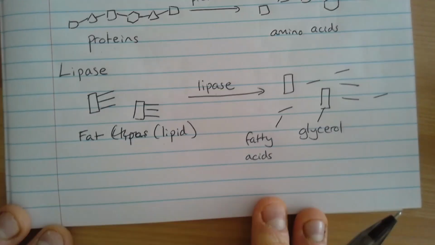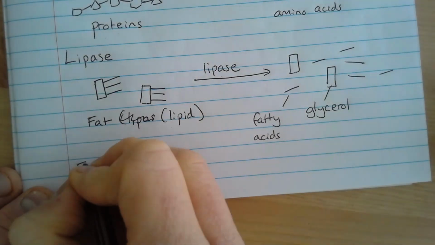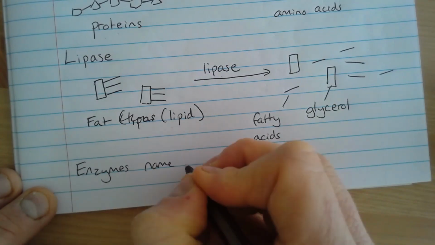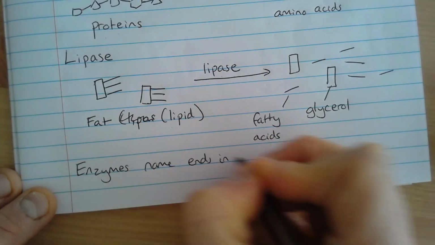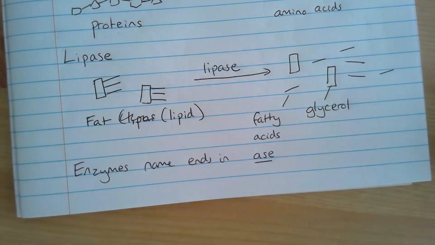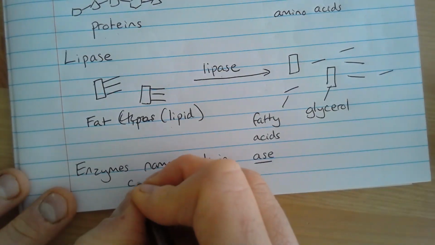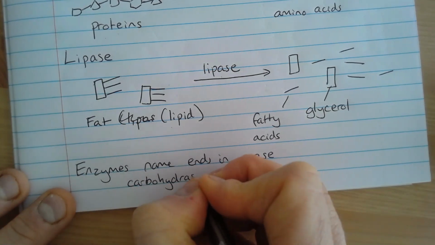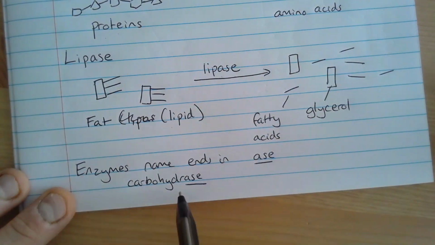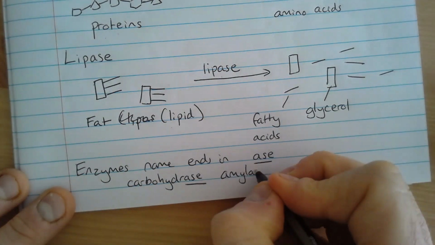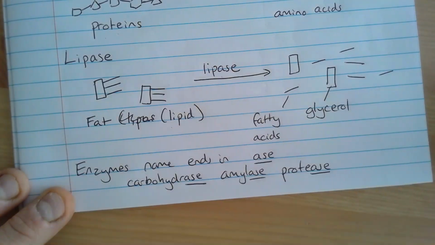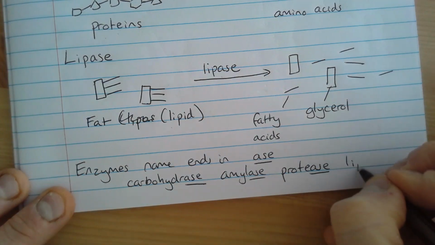There is a connection between the names of the enzymes, and that is the enzyme's name ends in ase, A-S-E. So that's why we've got carbohydrase. The ase means that this enzyme breaks up carbohydrates. And then we've also got amylase, protease, and lipase.